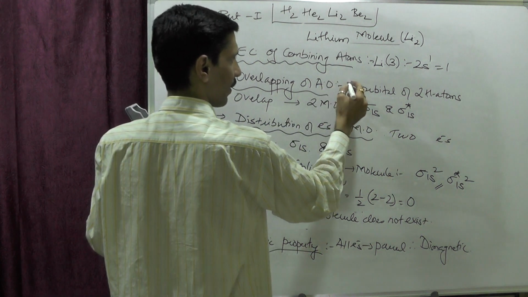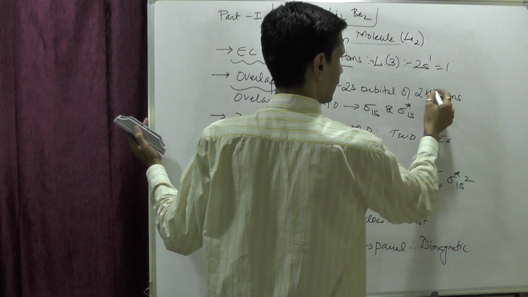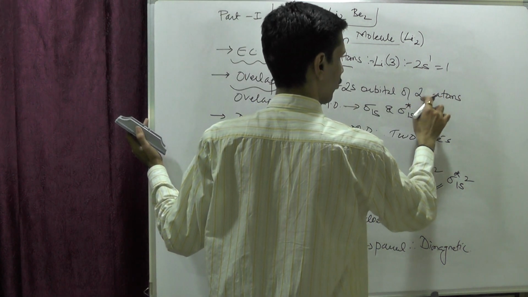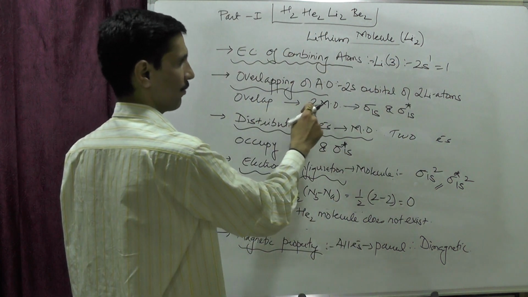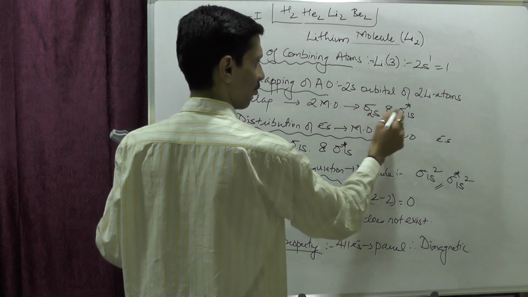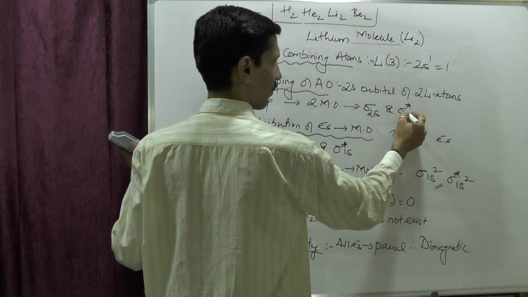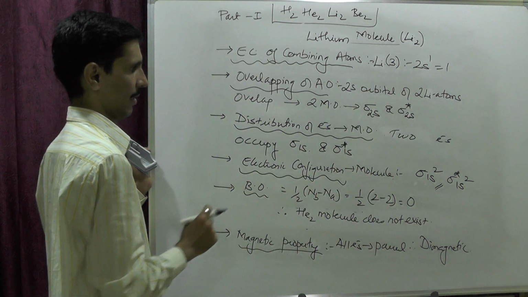Next, overlapping of orbitals. तो अभी यहाँ पे 1s की जगह पर क्या आएंगे? 2s. 2s orbital of the two lithium atoms overlap, resulting in the formation of two molecular orbitals. So this will be sigma 2s and this will be sigma star 2s. ठीक है? That way it will be.